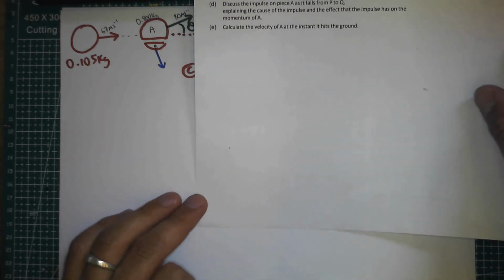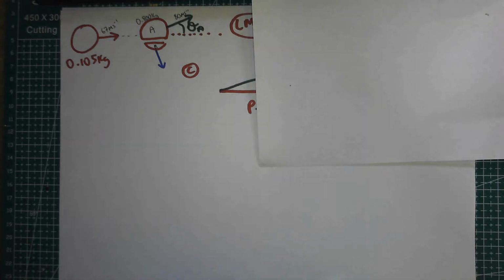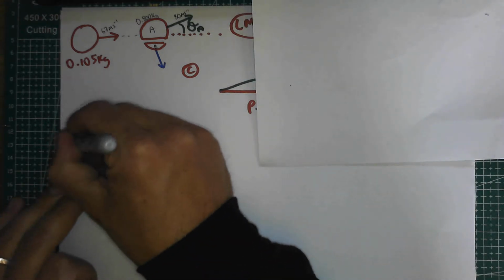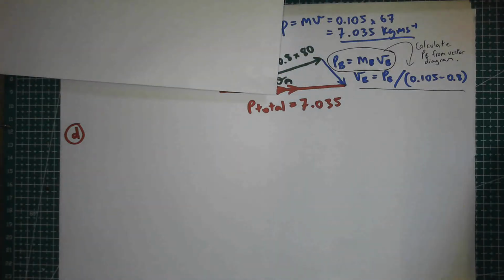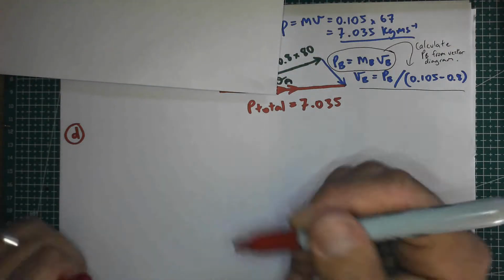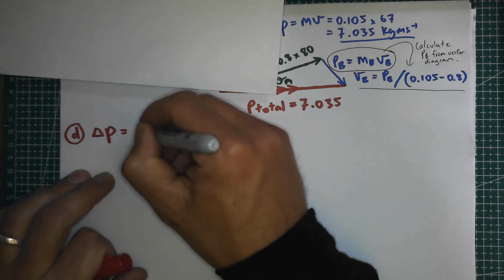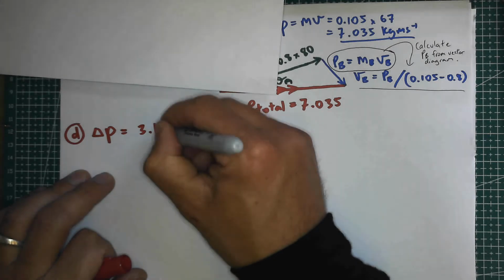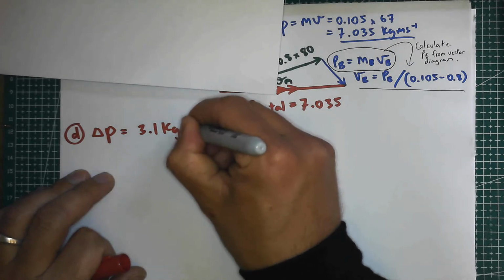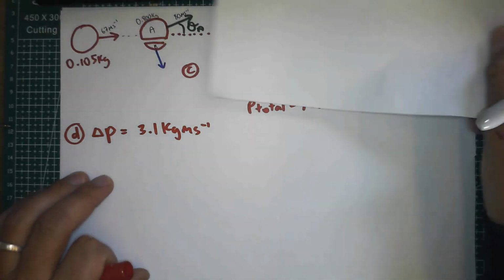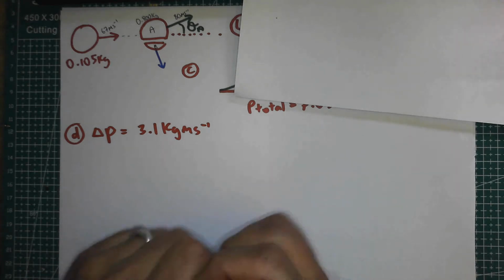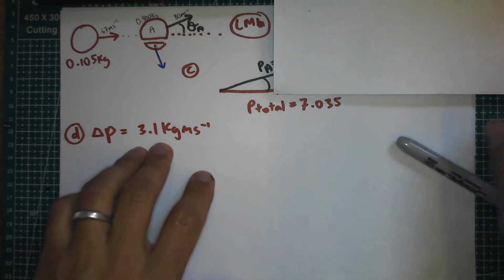Okay, so it's a bit of a vague question. The change in momentum, or the impulse, is 3.1 kg m/s. Great. So the cause of this? Well, the cause of this is the weight force.